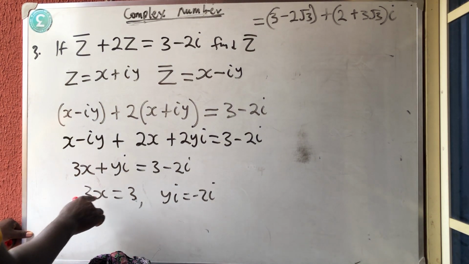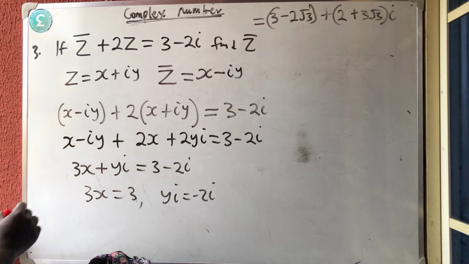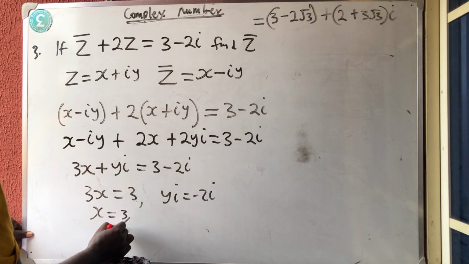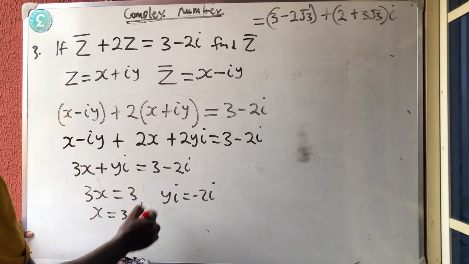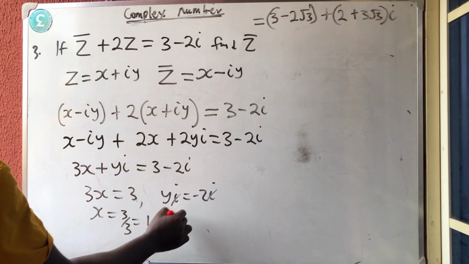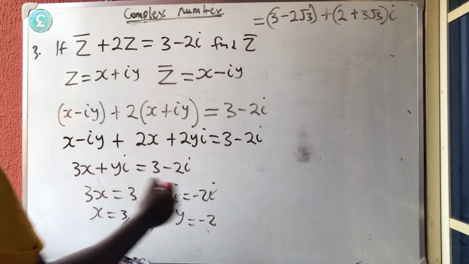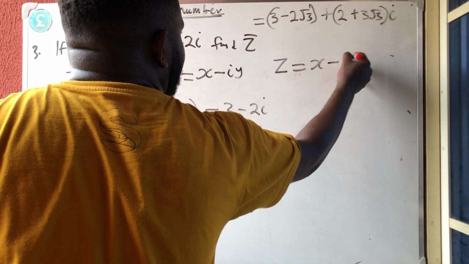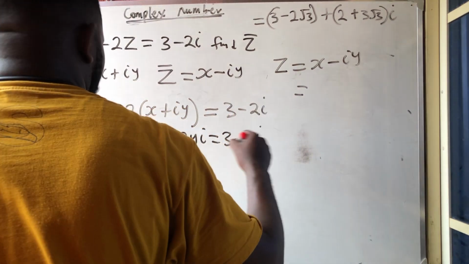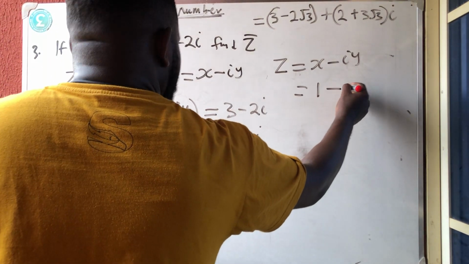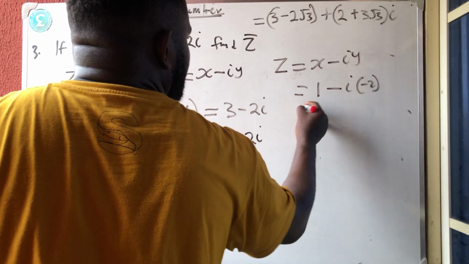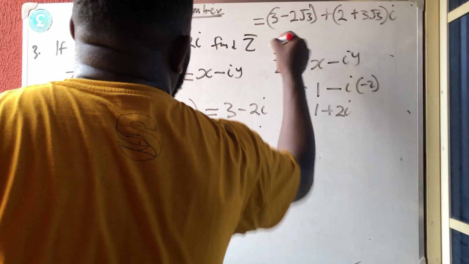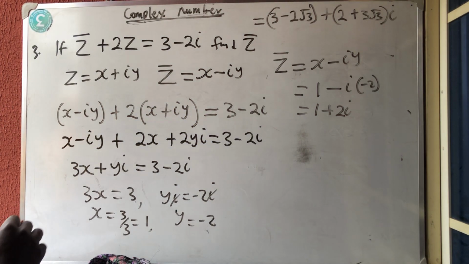So what do we have now? This cancels this. I'm having that x is equal to 3 over 3, which is equal to 1. Okay, so I cancel i, so y is equal to minus 2. So therefore, my z bar, which is equal to x minus iy, with x being 1, is 1 minus i times minus 2, which is 1 plus 2i. So that is my z bar. Okay, thank you very much for this.